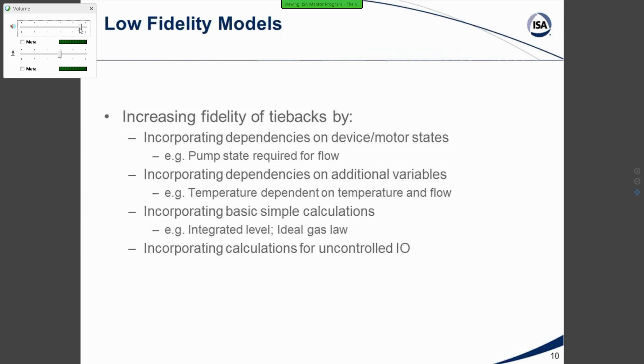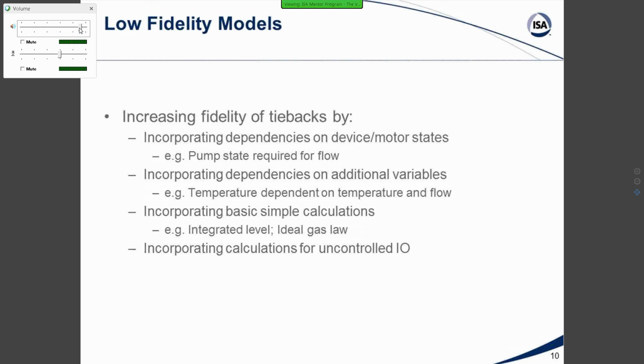So if we wanted to increase this fidelity by going to a low fidelity model, we might start incorporating different dependencies. An example of this might be incorporating the dependency of a flow on a pump state, so it doesn't just flow when it's getting the controller output of some value. It may also require the pump to be turned on for that to happen. Same thing for maybe a handful of discrete valves, and we can start implementing those.